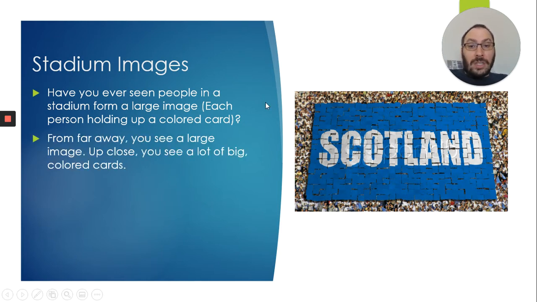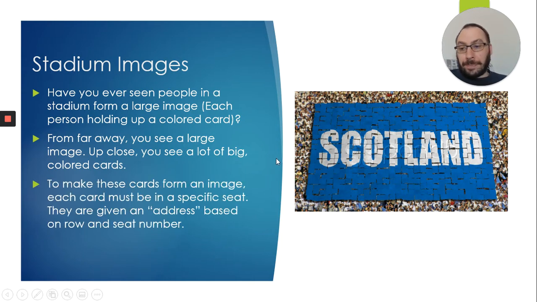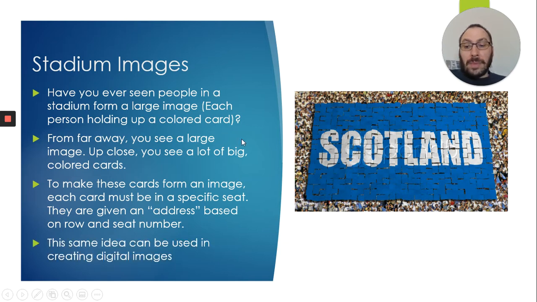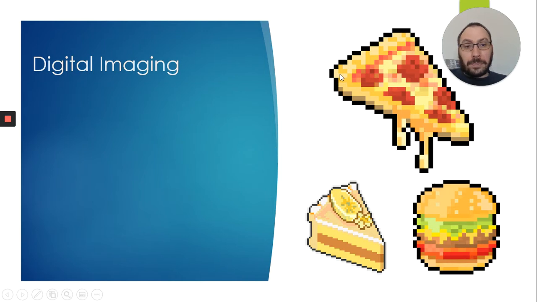From far away, you see the large image, but up close, it's just individual cards. Now, if this person were to switch cards with that person over there, you'd obviously see a big difference. You'd be able to see the white over here, the green here, and it would not work out. To make these cards form an image, each card must be in a specific area and address based on the row number and seat number. This is the exact same way digital cameras create images.